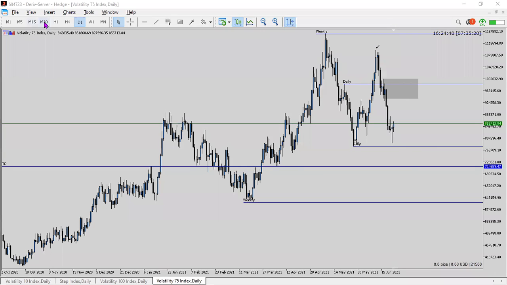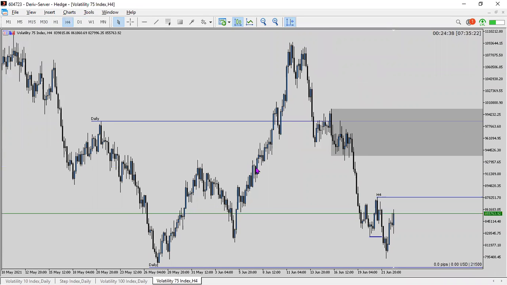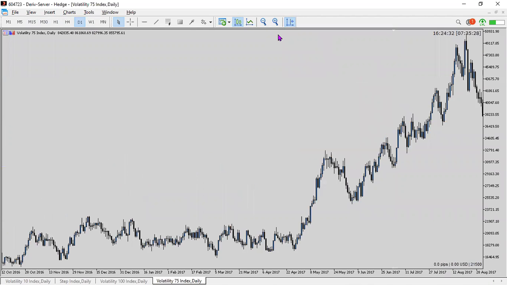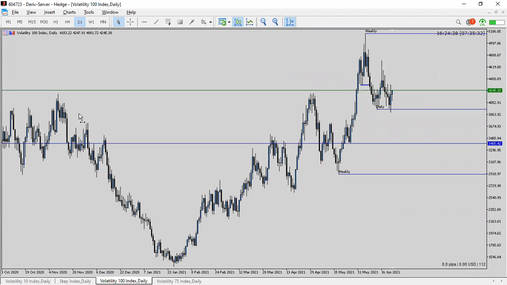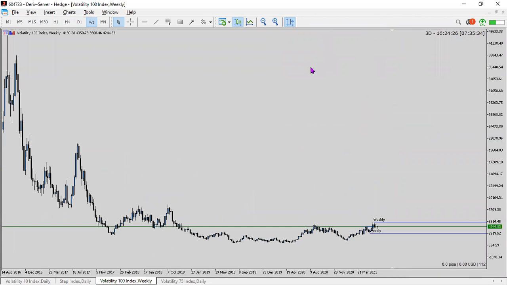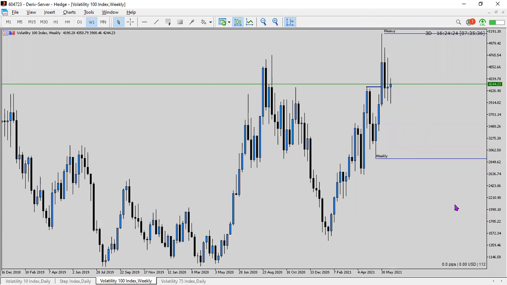Not really much more we can speak about on a lower time frame. So let's just leave it at that. Currently, I'm not really focused on trading volatility 75 because I feel like it's very manipulated at the moment. So I'm not really that focused on it, right?